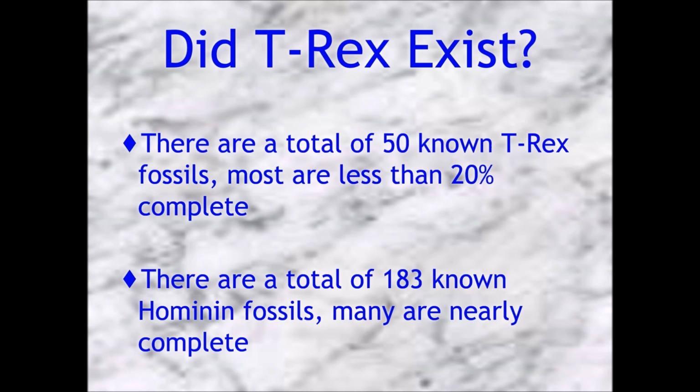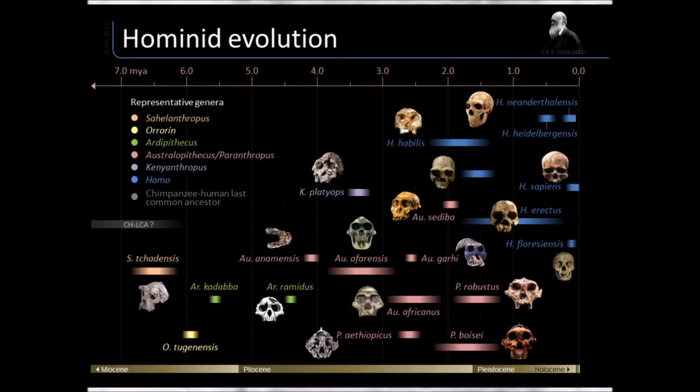But there are only a total of 50 known T-Rex fossils, and less than 20% of those are complete. There are a total of 183 known hominin fossils that are nearly complete, which means there is over three times the evidence of hominin existence than there is dinosaur existence. Interesting. Food for thought.